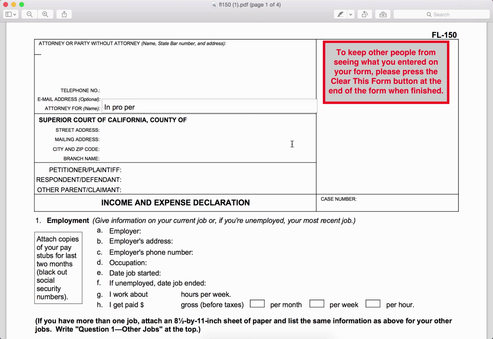Where it says Attorney for, you write in pro per or self-represented. This lets the court know you don't have an attorney.